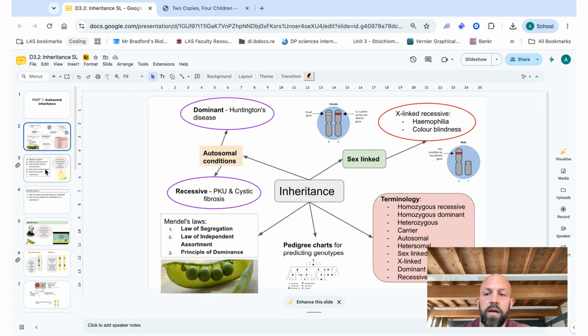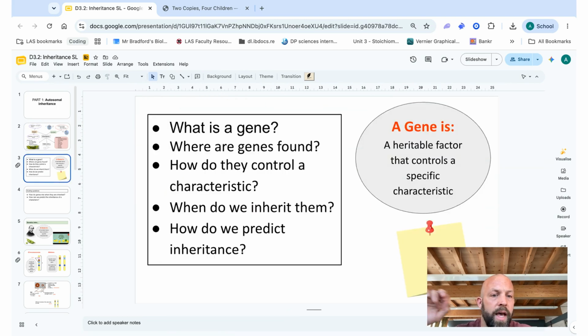So we'll start with what is a gene. It's a heritable factor that controls a specific characteristic. Now, for example, we always use, as biology teachers, eye color. However, it's a little bit of an oversimplification. It's much more complicated than that. But it's easy to think, there is an element of if something is dominant or recessive. And then we know that brown eyes is dominant over blue eyes.